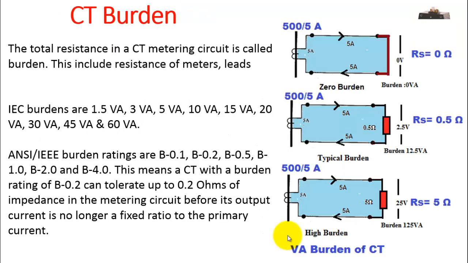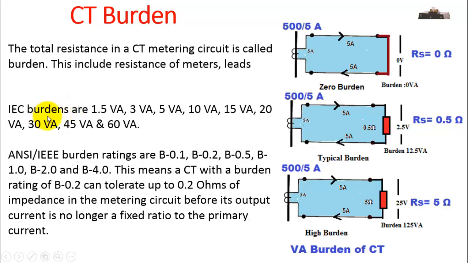Now let's talk about another very important parameter, which is CT burden. So the burden is the total resistance in the CT metering circuit, and this includes the resistance of internal secondary winding of the CT, plus the resistance of the lead and also the resistance of instrument that is connected with the CT.